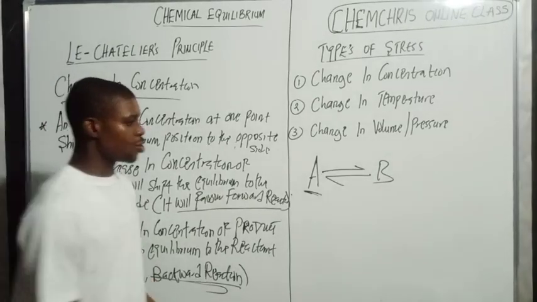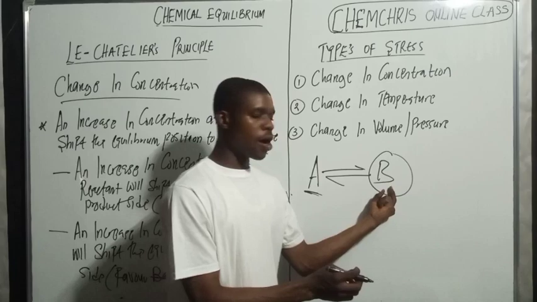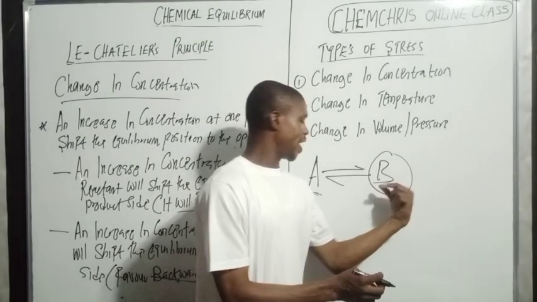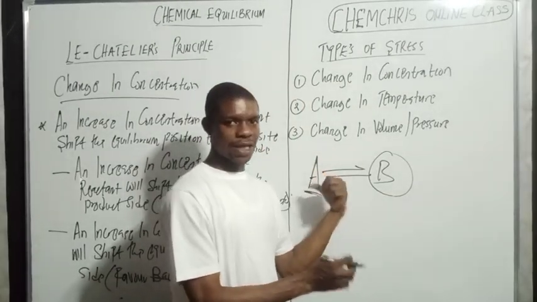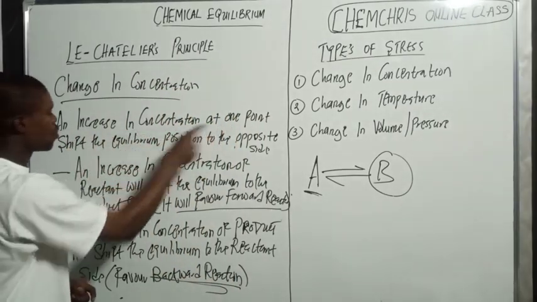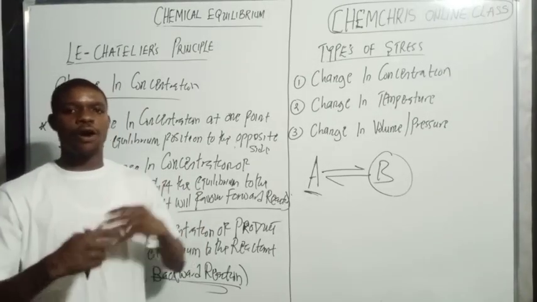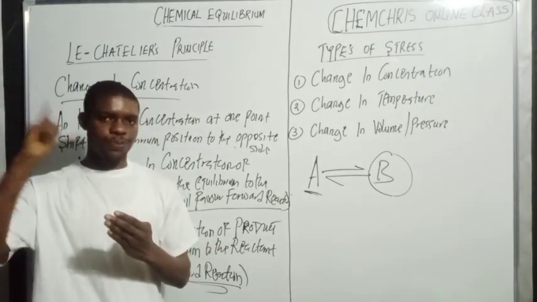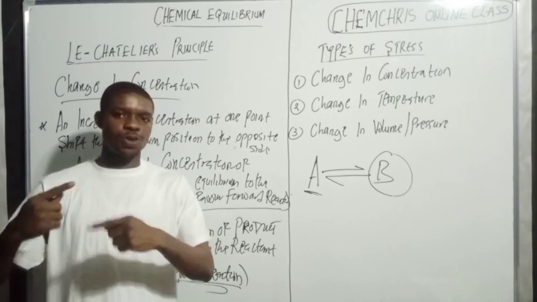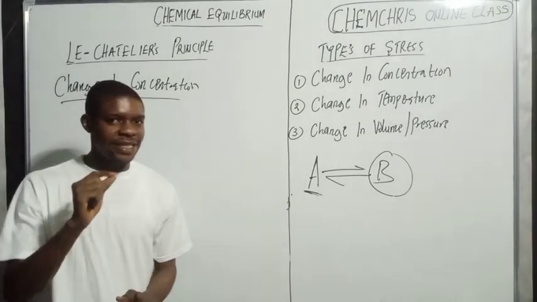So if you increase the concentration of this product side here, it will shift back to the reactant. Do you understand? So this is what an increase does. An increase in concentration at one point shifts the equilibrium position to the opposite side. So when you increase the concentration of the reactant, the reaction will move towards the product. When you increase the concentration of the product, the reaction will move back towards the reactant. Do you understand?